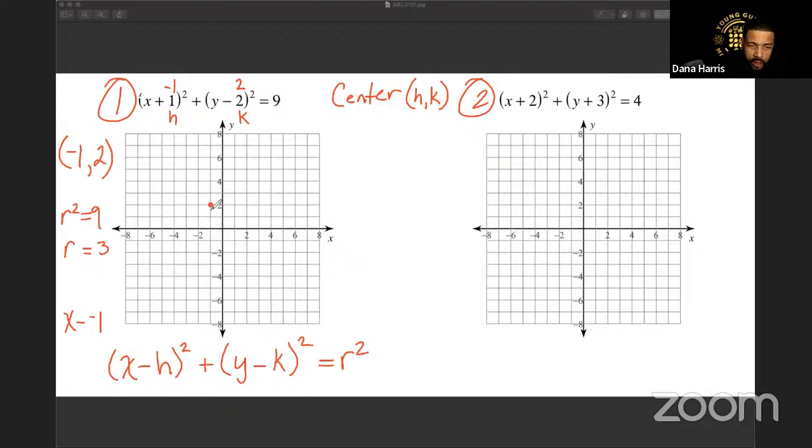So what that tells me is that anywhere from the center, 3 units, 1, 2, 3, boom, that point is on the circle. 1, 2, 3, boom, that point is on the circle. 1, 2, tree, boom, and 1, 2, tree, boom. So those 4 points are on the circle.